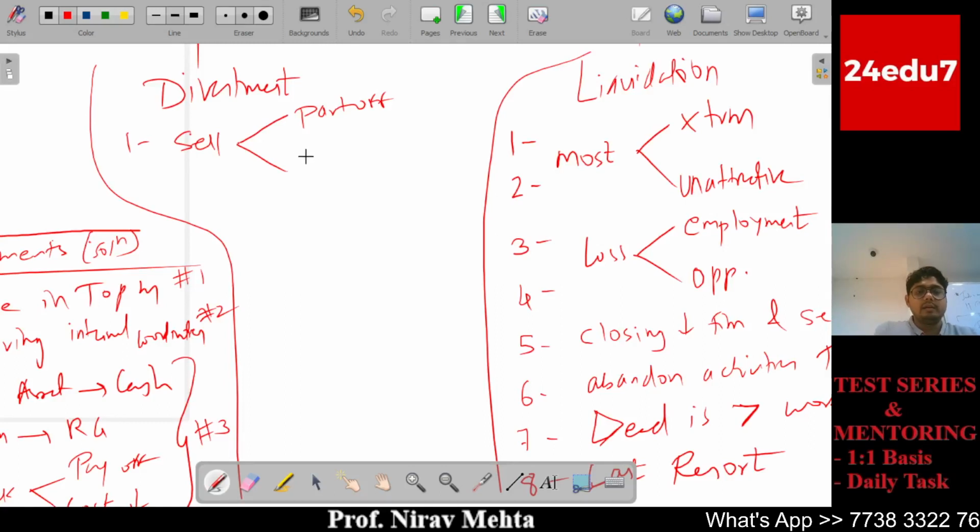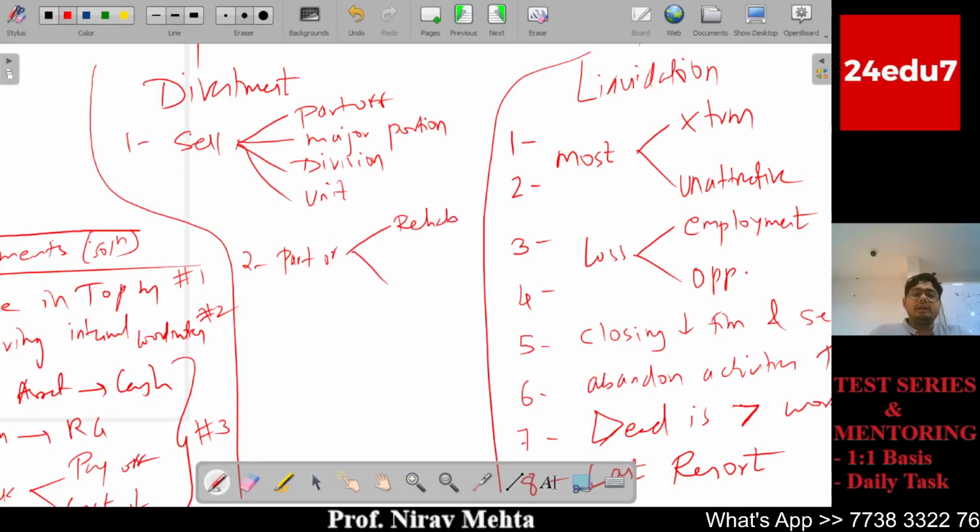Correct? Major portion, or you can also say unit. Are you getting my point? Second point. Divestment is a part of rehabilitation or restructuring. Now what do these two mean?